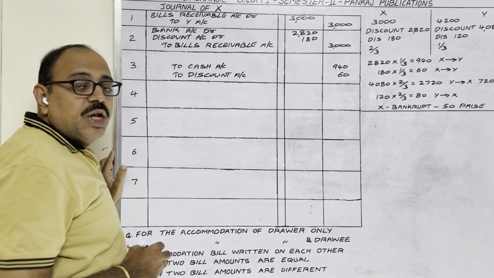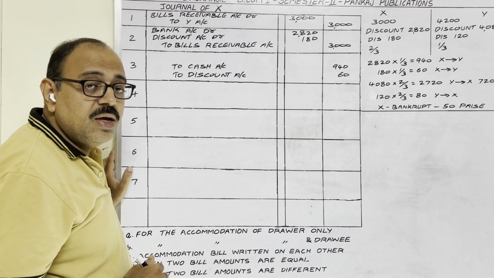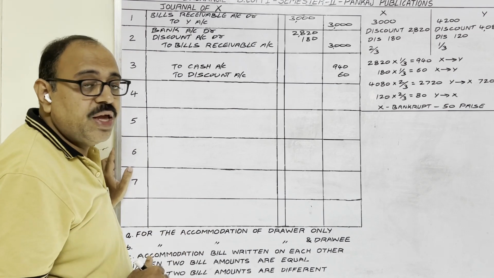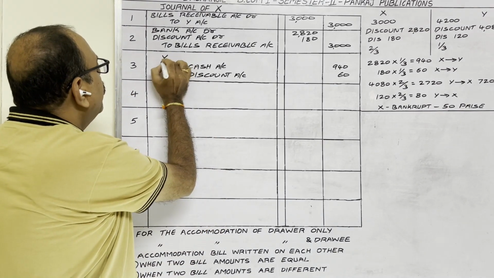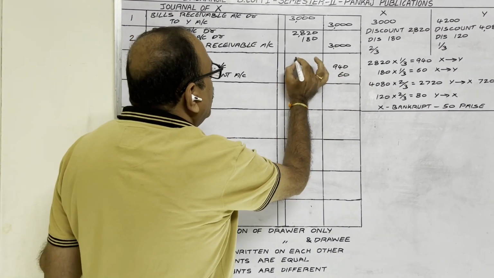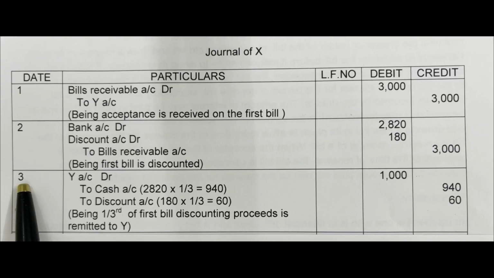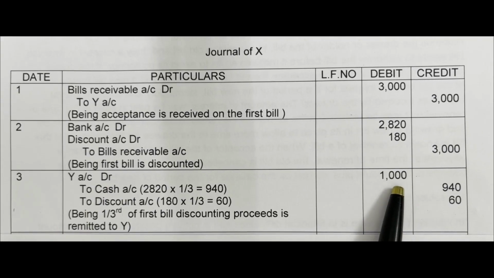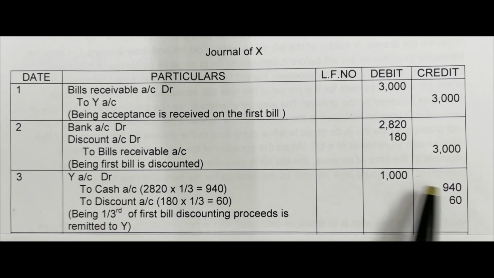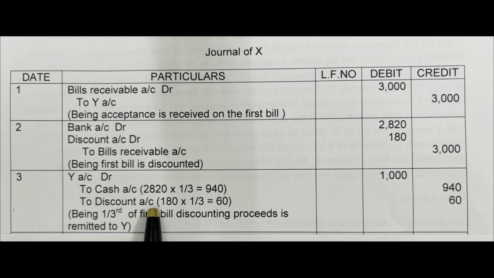Then which account should we debit? Cash we are giving to Y. Discount also we are charging on Y. Therefore, Y account we have to debit. Amount total 1000 rupees. Third entry: Y account debtor 1000 rupees, to cash account 940, to discount account 60 rupees. Being one-third of first bill discounting proceeds is remitted to Y.